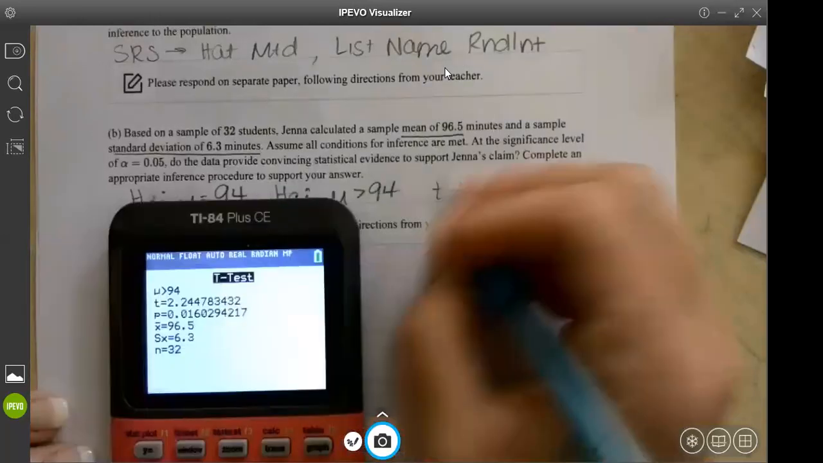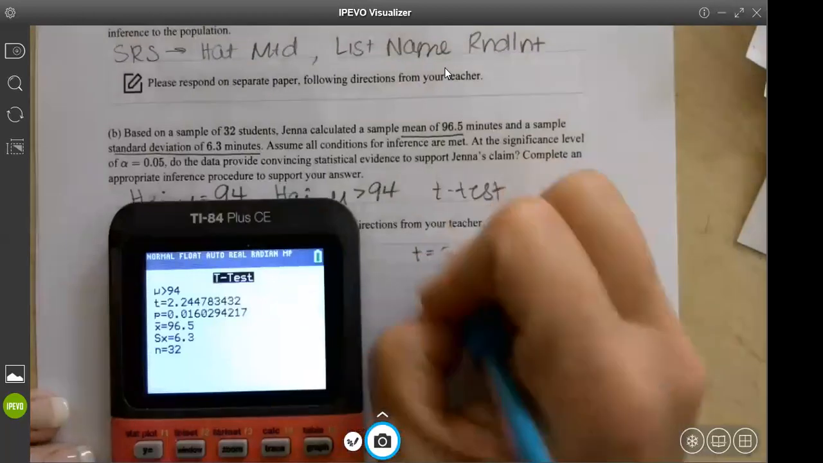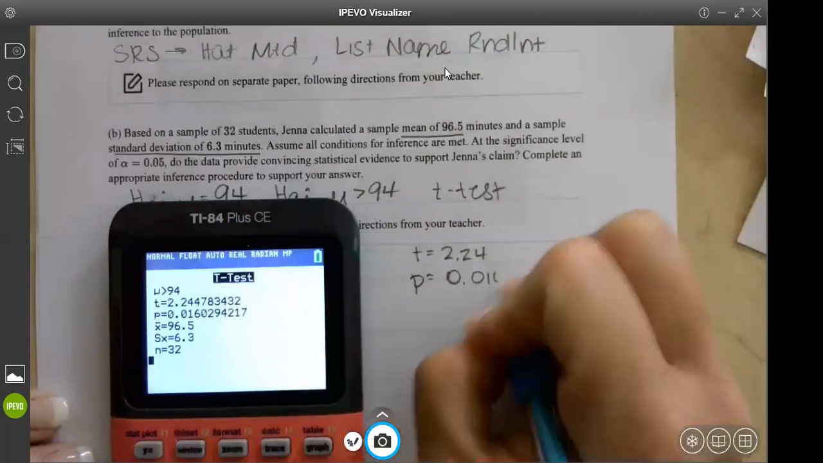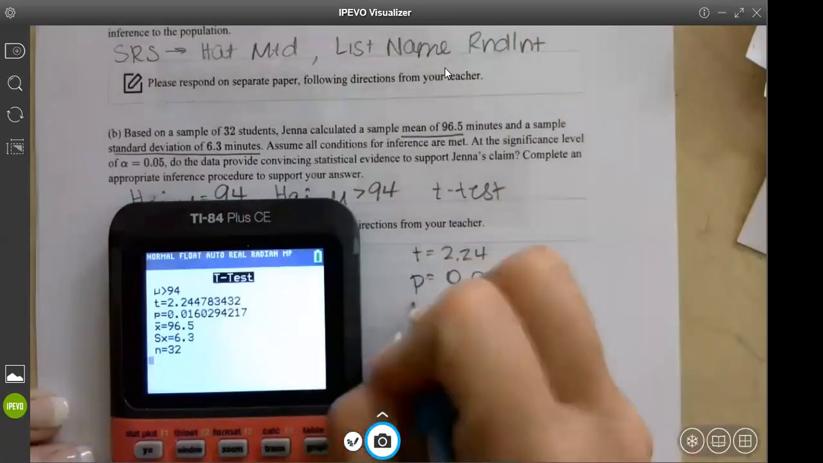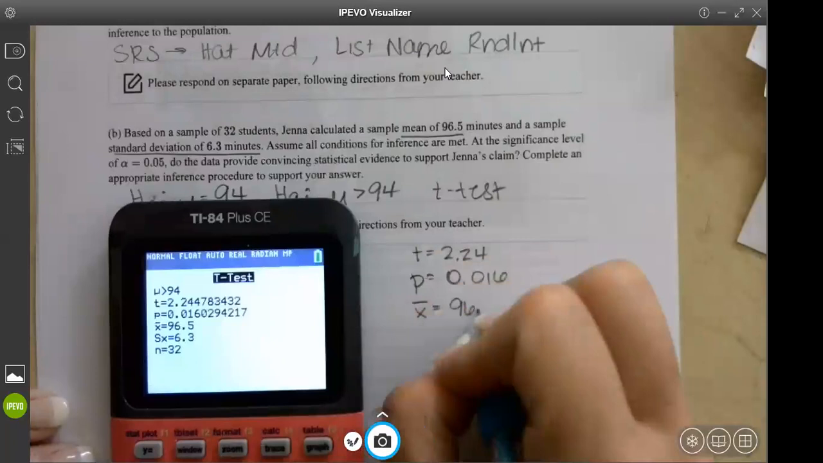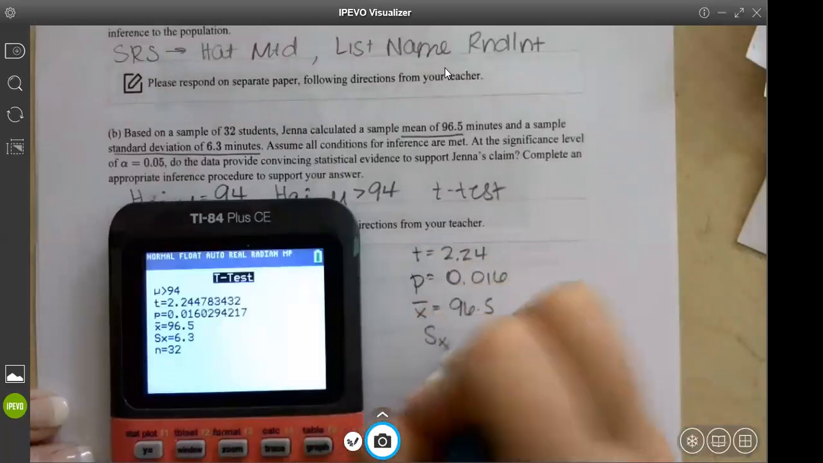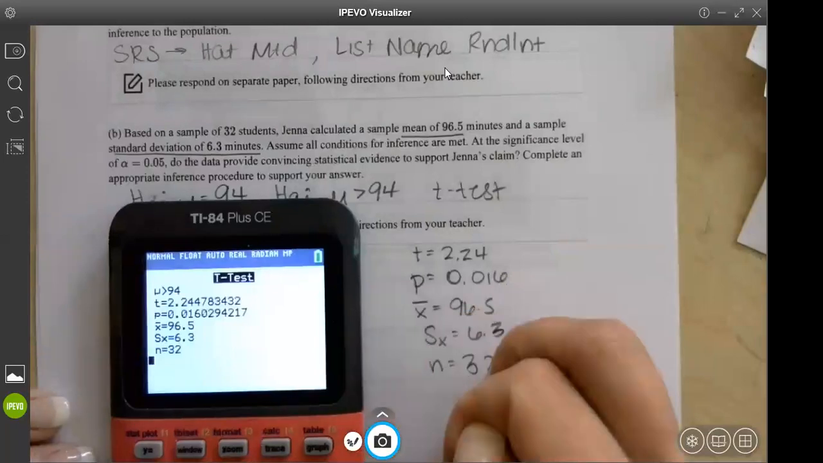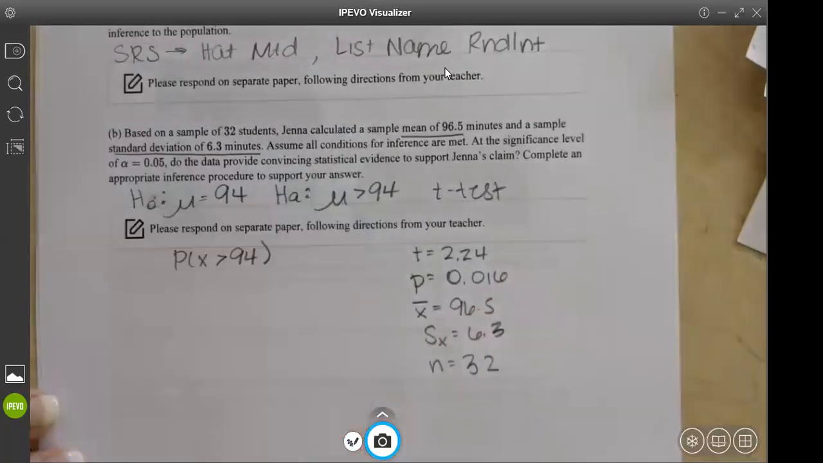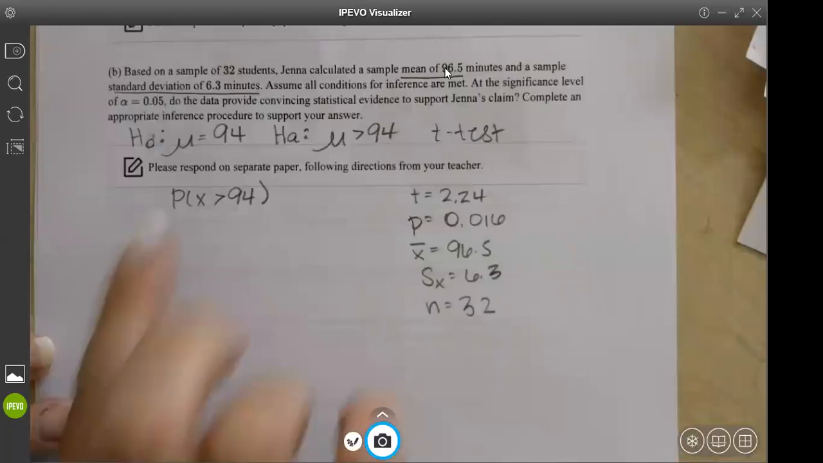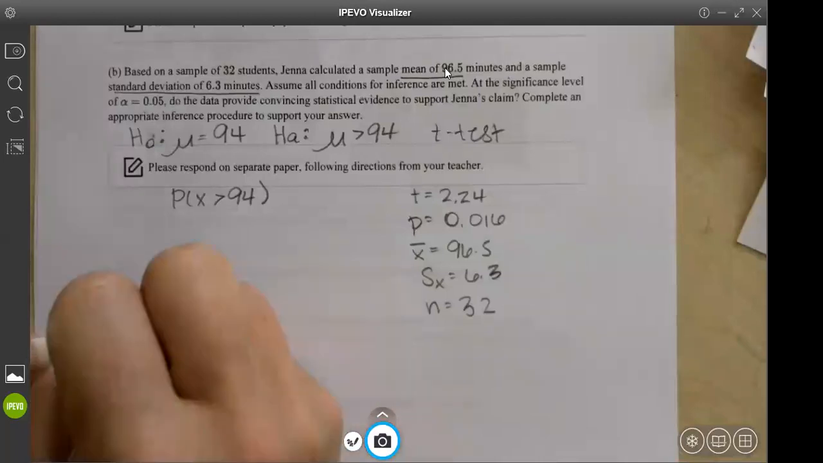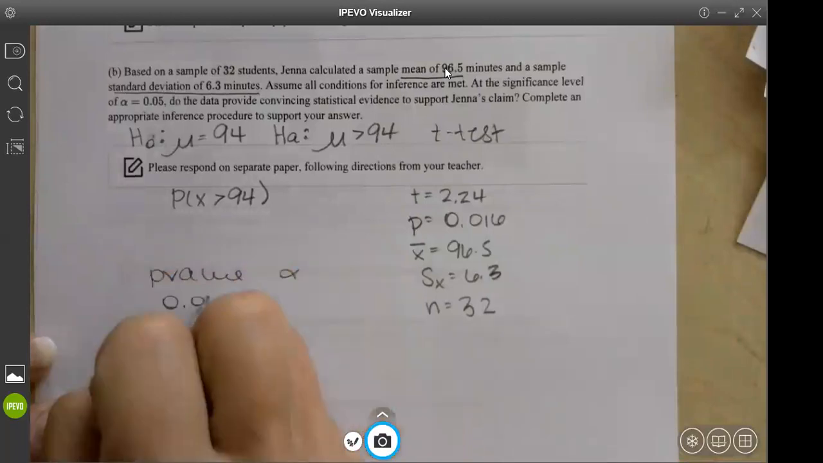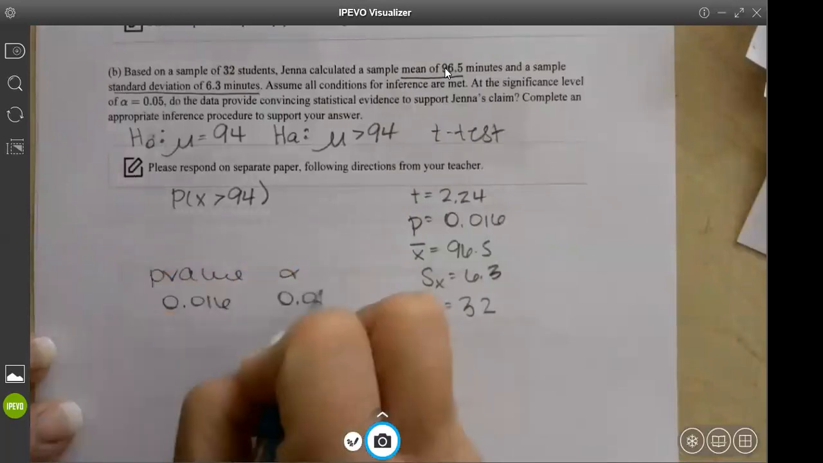And then we're going to calculate and write all these down. Our t value was 2.24. Our p value is 0.016. Our x bar is 96.5. Our standard deviation is 6.3. And our n is 32. We want it at alpha equals 0.05. So our p value compared to alpha, 0.016 compared to 0.05.